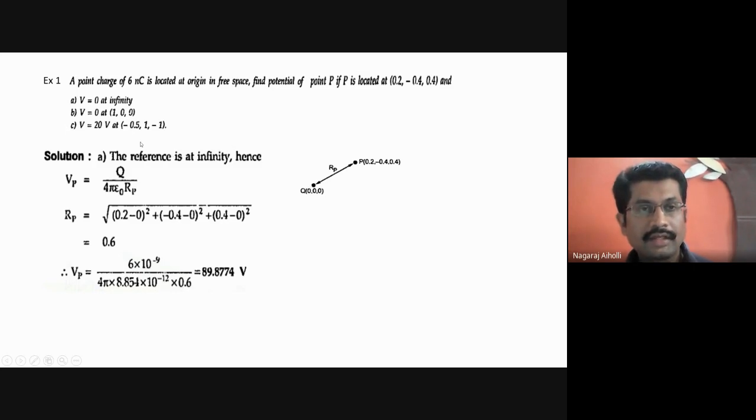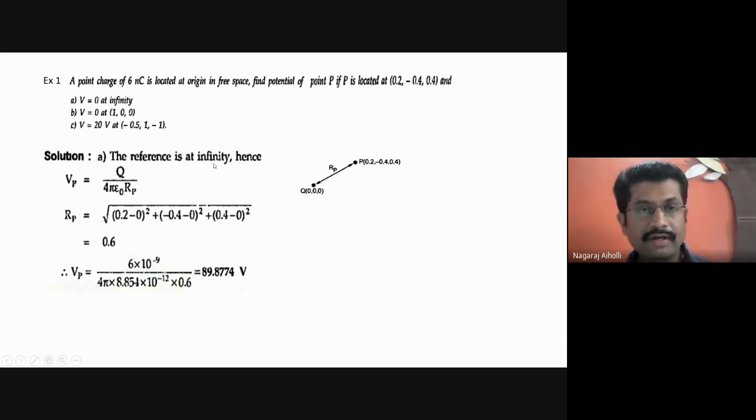Third condition: the reference is at (-0.5, 1, -1) with voltage at the reference point being 20 volts. It is not 0 volts. The reference voltage is 20 volts at this given coordinate. Then what will be the potential at point P? For these three conditions, we have to calculate the potential at the point P. Okay, let us do it.